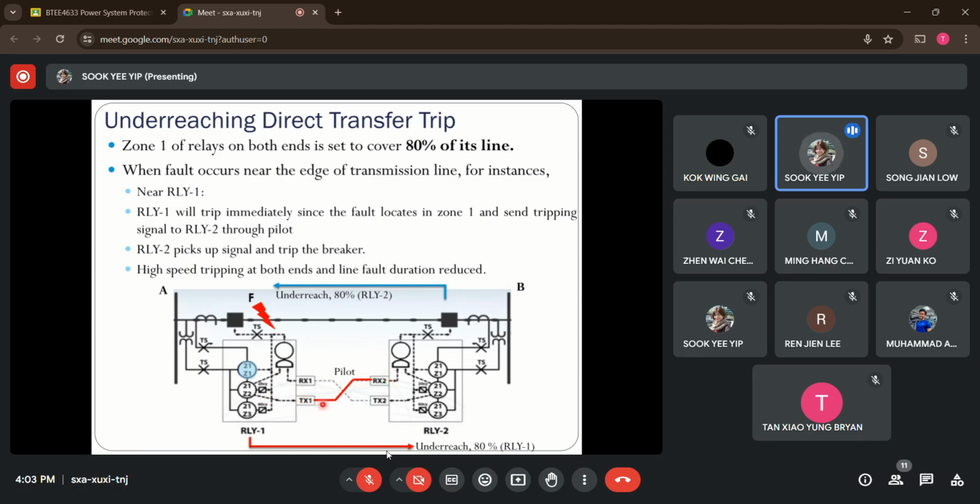It transmits the signal to the other side using the pilot. Then relay 2 at terminal B here will directly send a tripping command to trip its breaker before it sees this fault via its second zone of protection. That's how we have faster tripping at both ends where the fault occurs. So this is how the under-reaching direct transfer trip works.